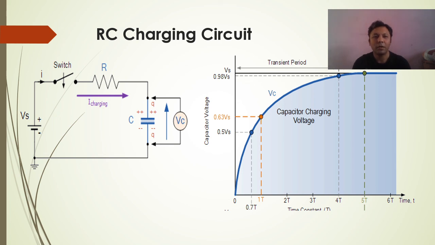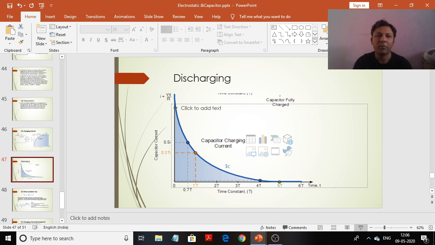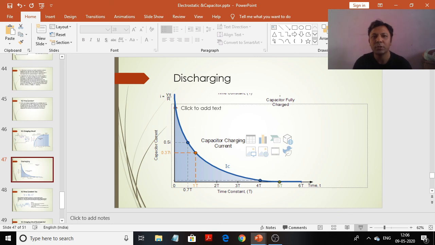But when you open the switch, you see the manner of discharging is just like that. It will decrease in this manner. It means when you open the switch, the voltage does not become zero at once. It goes to zero in this curved manner. Whenever the time increases, the voltage and the charge decrease.